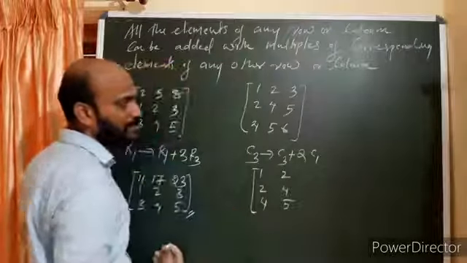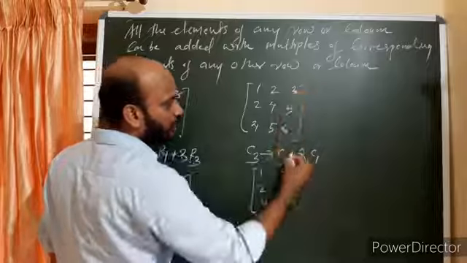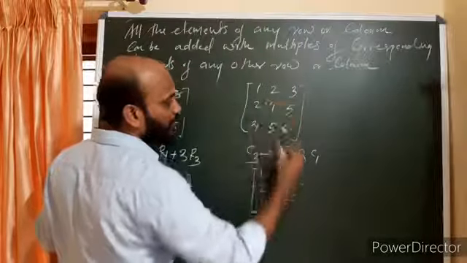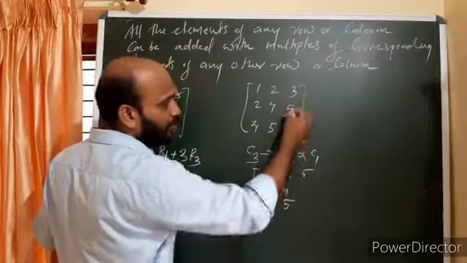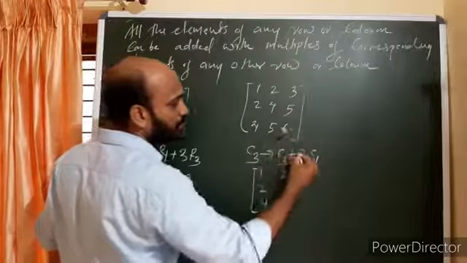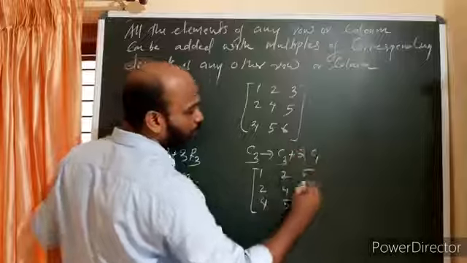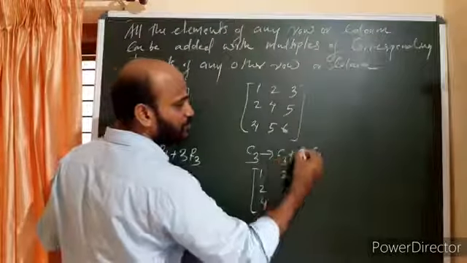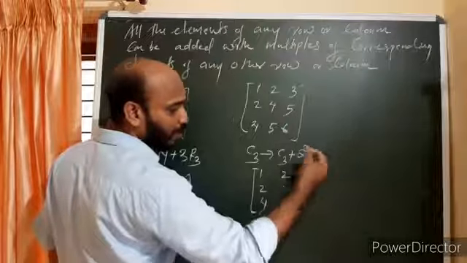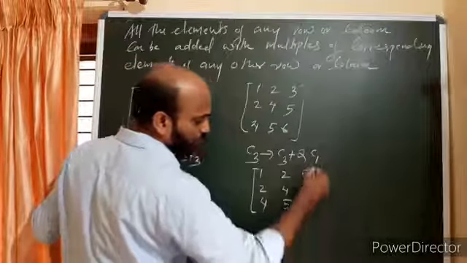Column 3 changes. 3 changes to 3 plus 2 into C1, that is 1. 3 plus 2 into 1, 5. And 5 changes to 5 plus 2 into 2. 5 plus 4, 9 you will get. And 6 changes to 6 plus 2 into 4. 2 into 4, 8. 8 plus 6, 14.